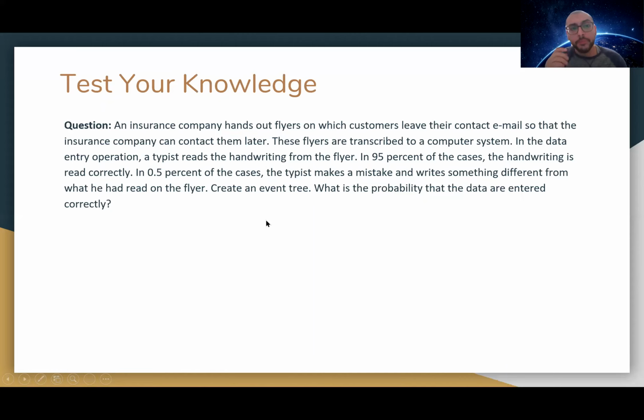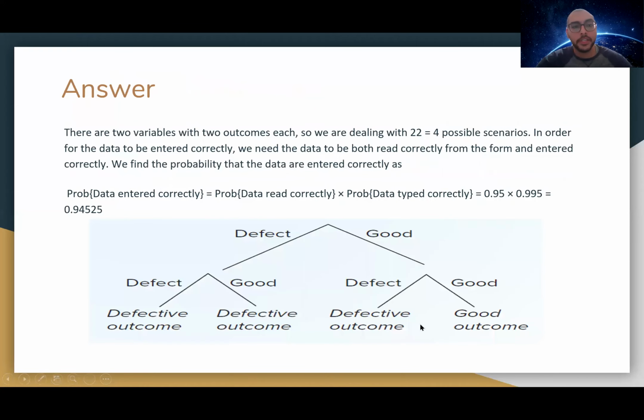So this pretty much follows the assembly line example. So if an error happens somewhere, so if the person who's reading the flyer reads it incorrectly or enters it into the system incorrectly, we will have a defective outcome. So there is no place for error. And let's take a look at the answer. So this is the answer right here.